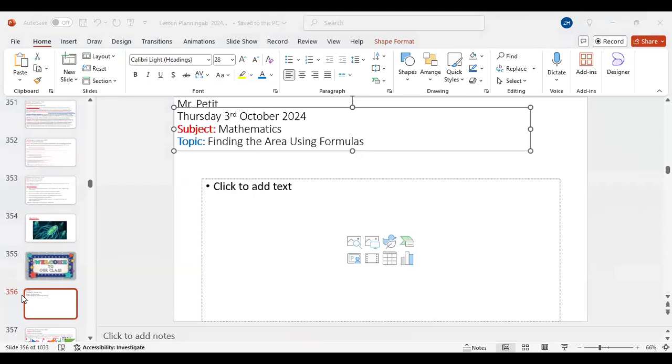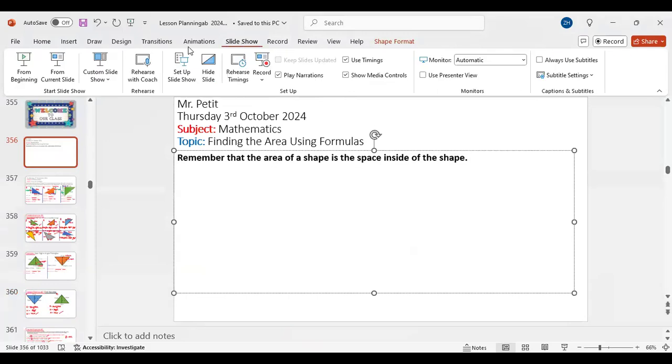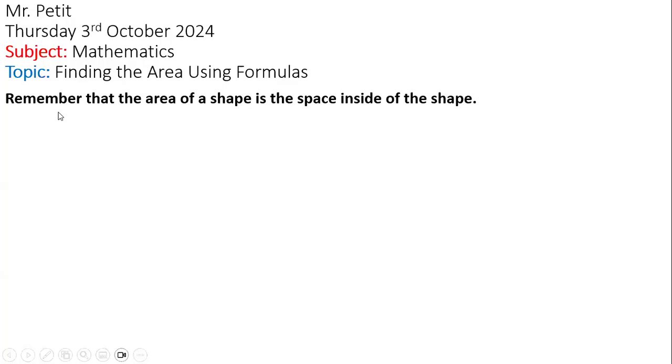Very good. All right, so we know from our last class that the area of a shape is the space on the inside of a shape. So remember that the area of a shape is the space on the inside of the shape. Write that first sentence down for me, please.